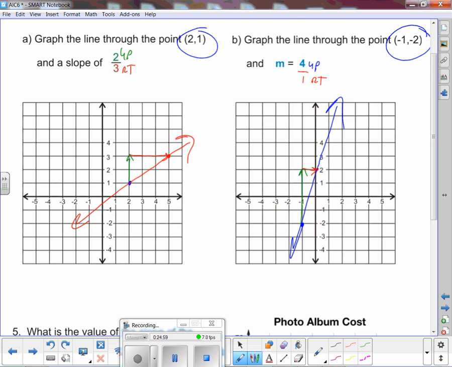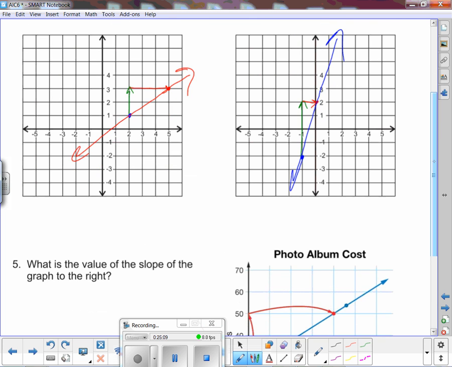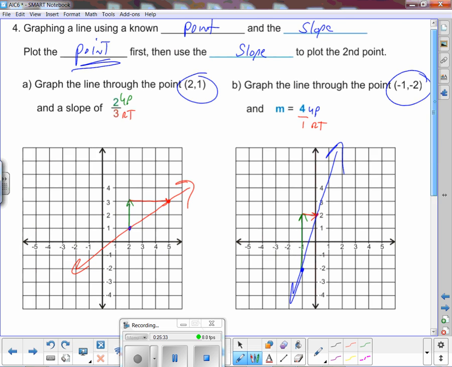All right, last thing, reading a graph. What is the value of the slope of the graph to the right? Gabby, question? Did we not fill in the blanks where? Oh, up there? Okay. So graphing a line using a known point and the slope. Plot the point first. Yeah, that's really important. Then use the slope to plot the second point, just like we did. Draw the line between them. Voila, you are there.